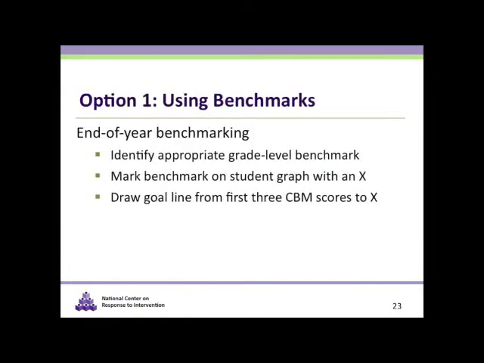The first option is end-of-year benchmarking. For typically developing students at the grade level where the student is being monitored, identify the end-of-year CBM benchmark. This is the end-of-year performance goal. The benchmark is represented on the graph by an X at the date marking the end of the year. A goal line is then drawn between the mean or median of the 3 most recent CBM graphed scores and the end-of-the-year performance goal. Remember that throughout this section, CBM will be used as an example of progress monitoring measures. A similar process can be used for other progress monitoring measures.